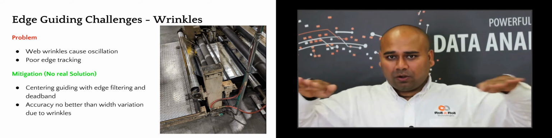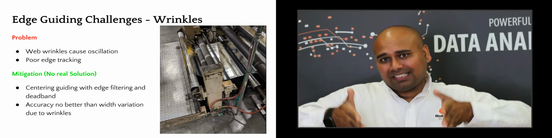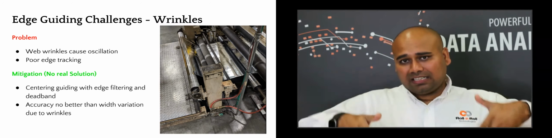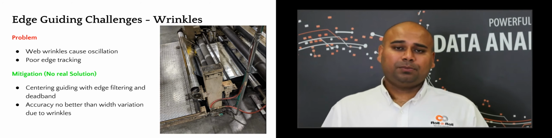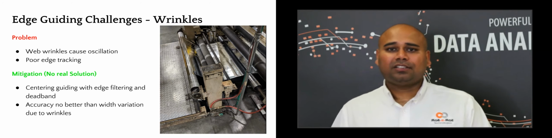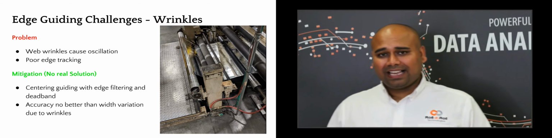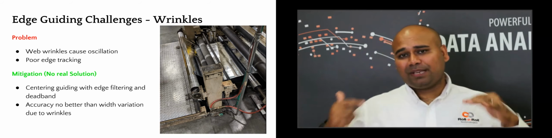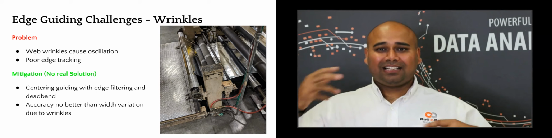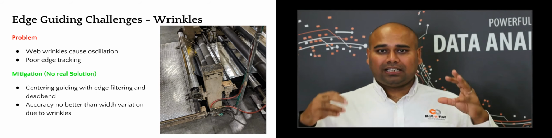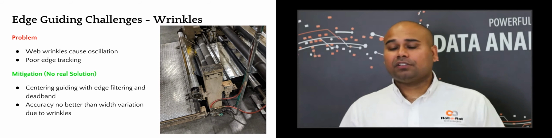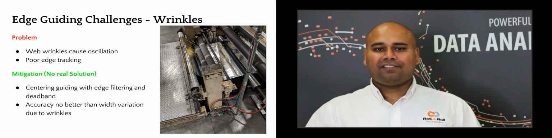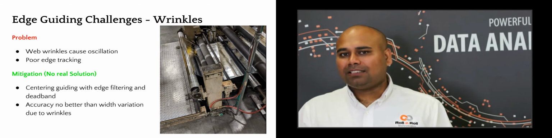The edge may go in and out, but the web may still be in the same position. So this affects a lot of systems, and the best way to tackle this is to do center guiding. And if you have any information about the wrinkles, you can use that in your infinite impulse response exponentially moving average filter to reduce that effect, and then also use a deadband.